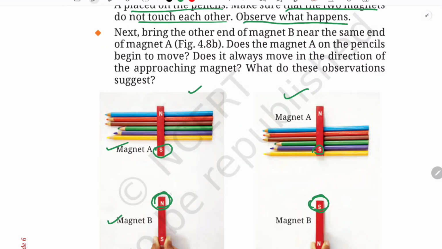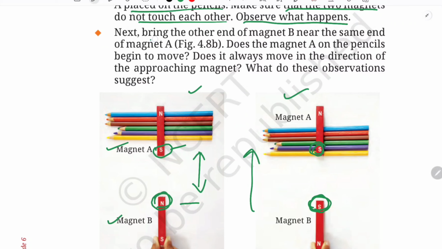In the case of these opposite poles, this is the south pole and this is the north pole, these will attract each other. When you bring the magnets closer, they will come closer, they will attract each other. And in this case, when you keep the same pole, that is south pole and south pole, what will happen? This will repel, it will go away. In the case of opposite poles, they will attract each other, and in the case of the same poles, like poles, they will repel each other. That means they will move away.